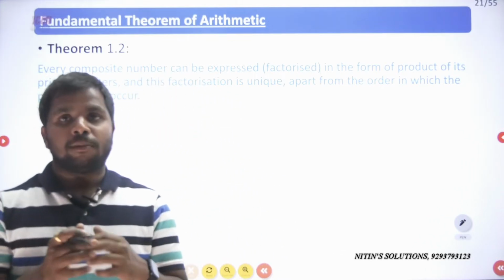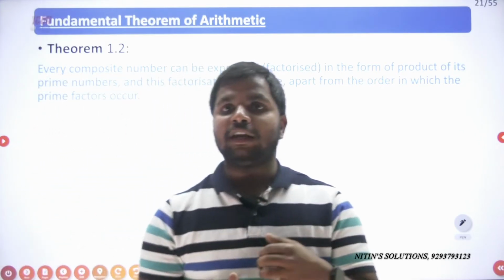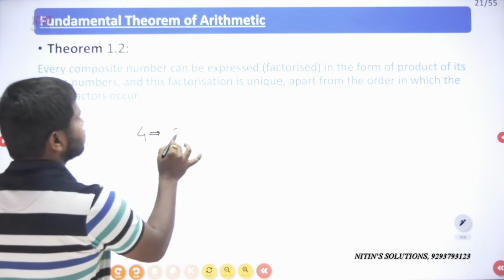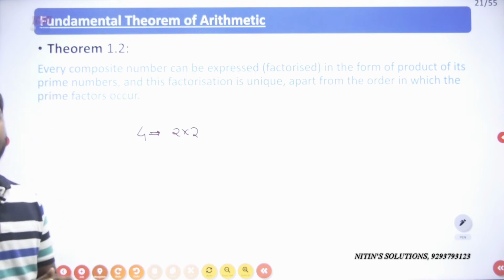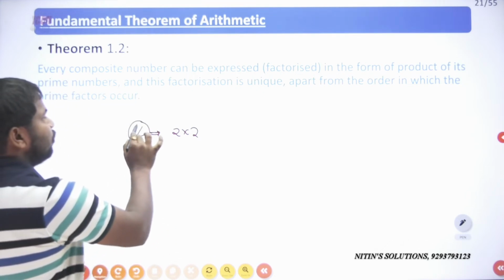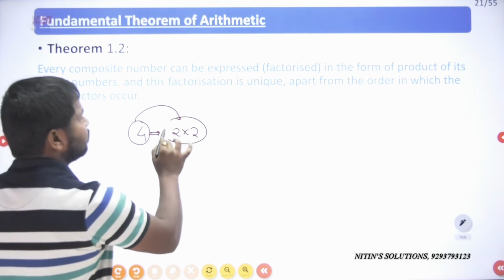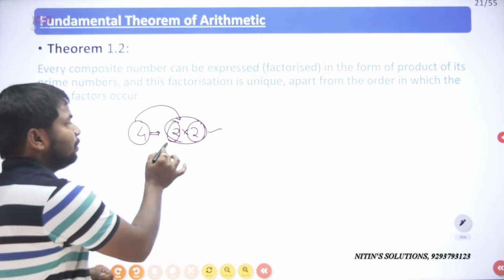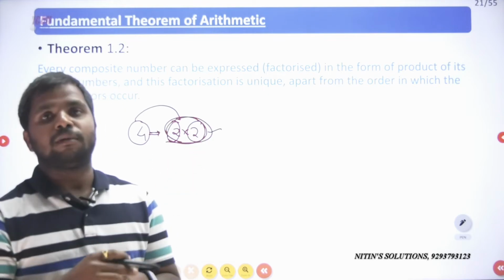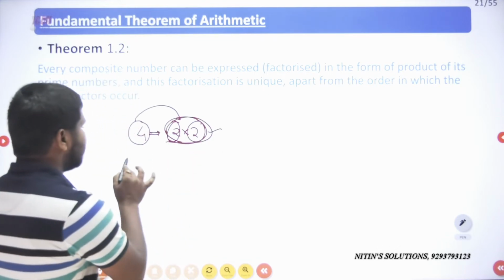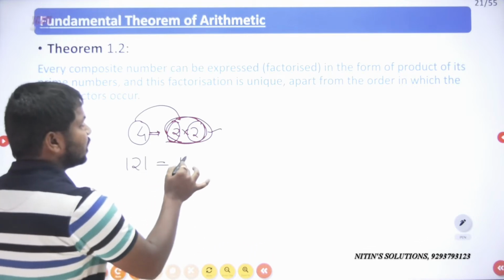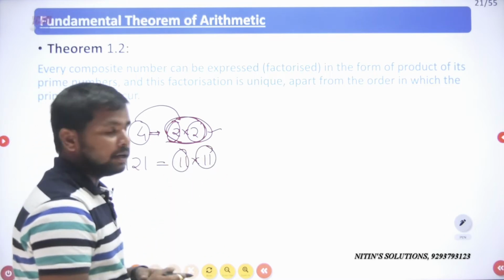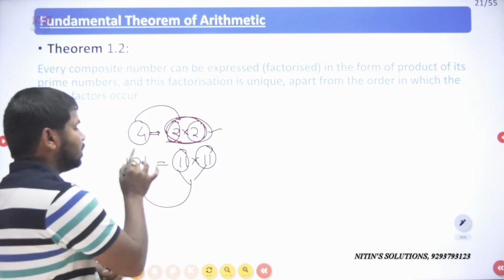Now if you take some composite numbers, the first and least composite number is 4. Here 4 can be written as 2 into 2. So the composite number 4 is expressed in the form of a product of prime numbers. We know that 2 is a prime number and 2 is a prime number, yes or no? If I take the number 121, it can be written as 11 into 11. 11 is a prime number, and the product of these two prime numbers is the composite number 121.